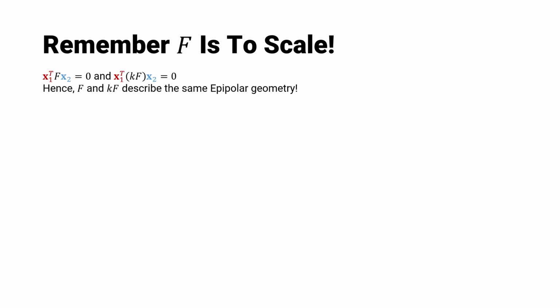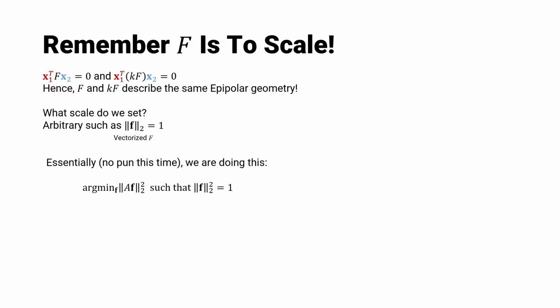And remember, the fundamental matrix is defined up to scale, which means that if you scale the fundamental matrix by some random scale k, this will also hold true, and it represents the same exact epipolar geometry. So what scale do we set? It's something arbitrary. We can say that the norm of f is equal to 1, where this little f is the vectorized capital F, which is all the 9 elements of the matrix, and we set the norm of the vector to be 1. Essentially, what we are doing is this. We basically solve an optimization problem this way.